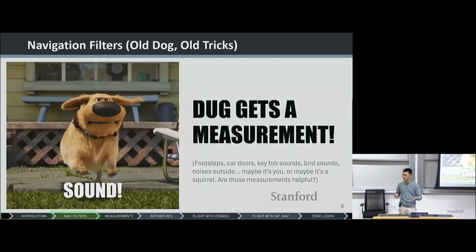And so he hears a sound. Maybe there are squirrels outside. Maybe he hears footsteps. Maybe it's the car key fob making an alarm sound. But it could also be your neighbor's car. It could also be somebody else's footsteps. And so these measurements are also a little bit noisy. So Doug tries to reason with himself, what is the best way to optimally weigh my understanding of when our owner will return home and how noisy or uncertain these measurements are.